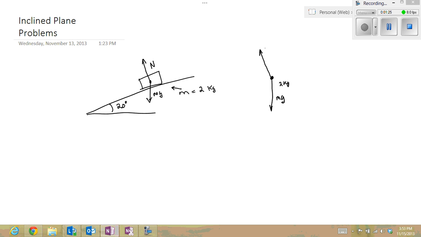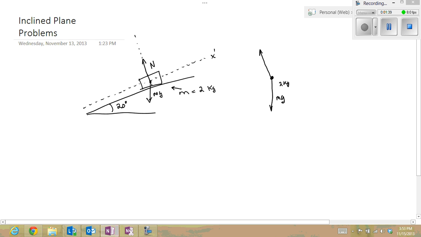But we tend to like to talk about motion along the direction of the plane. So I would like to set up a temporary coordinate system, which I'll call x prime, y prime, angled with respect to the original coordinate system. Because the motion is going to be along the direction of x prime, I can talk about finding the acceleration down the plane. And so on my free body diagram, if I represent that same dotted coordinate system, I can see that my normal force N is oriented along this y prime direction, perpendicular to the surface.